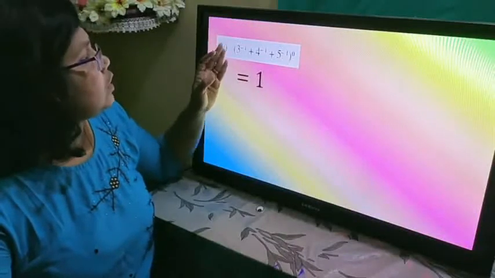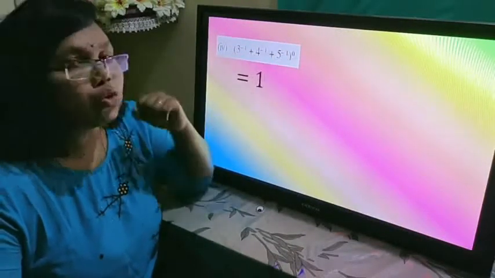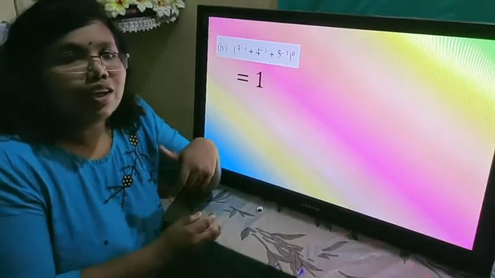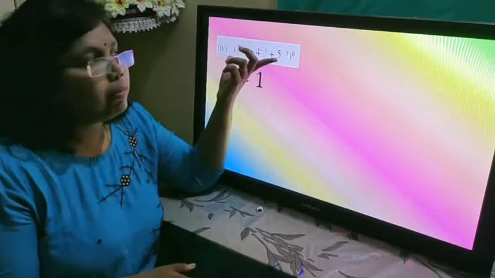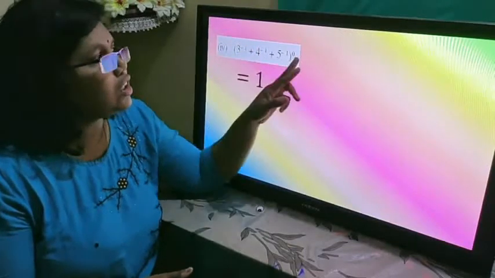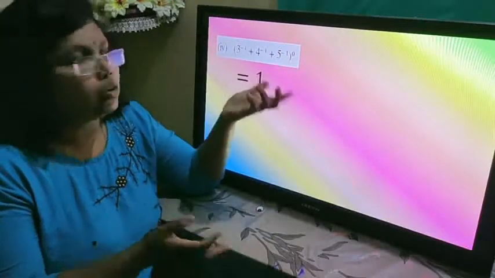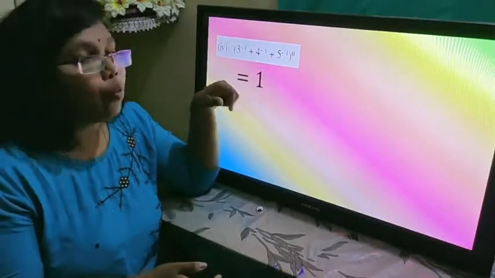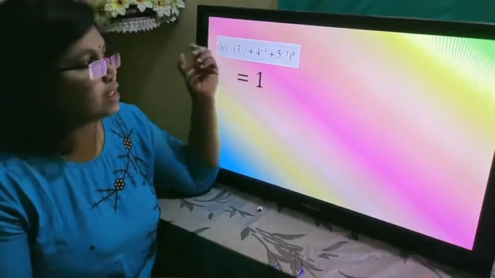Now the next one, 3 raised to minus 1, 4 raised to minus 1, 5 raised to minus 1. The entire thing is raised to 0. Now like I had told you, any number raised to 0 would give you 1. Even before we do any of the calculation, just see that the power here is 0. So directly you could say 1. So the value of the expression would be 1.